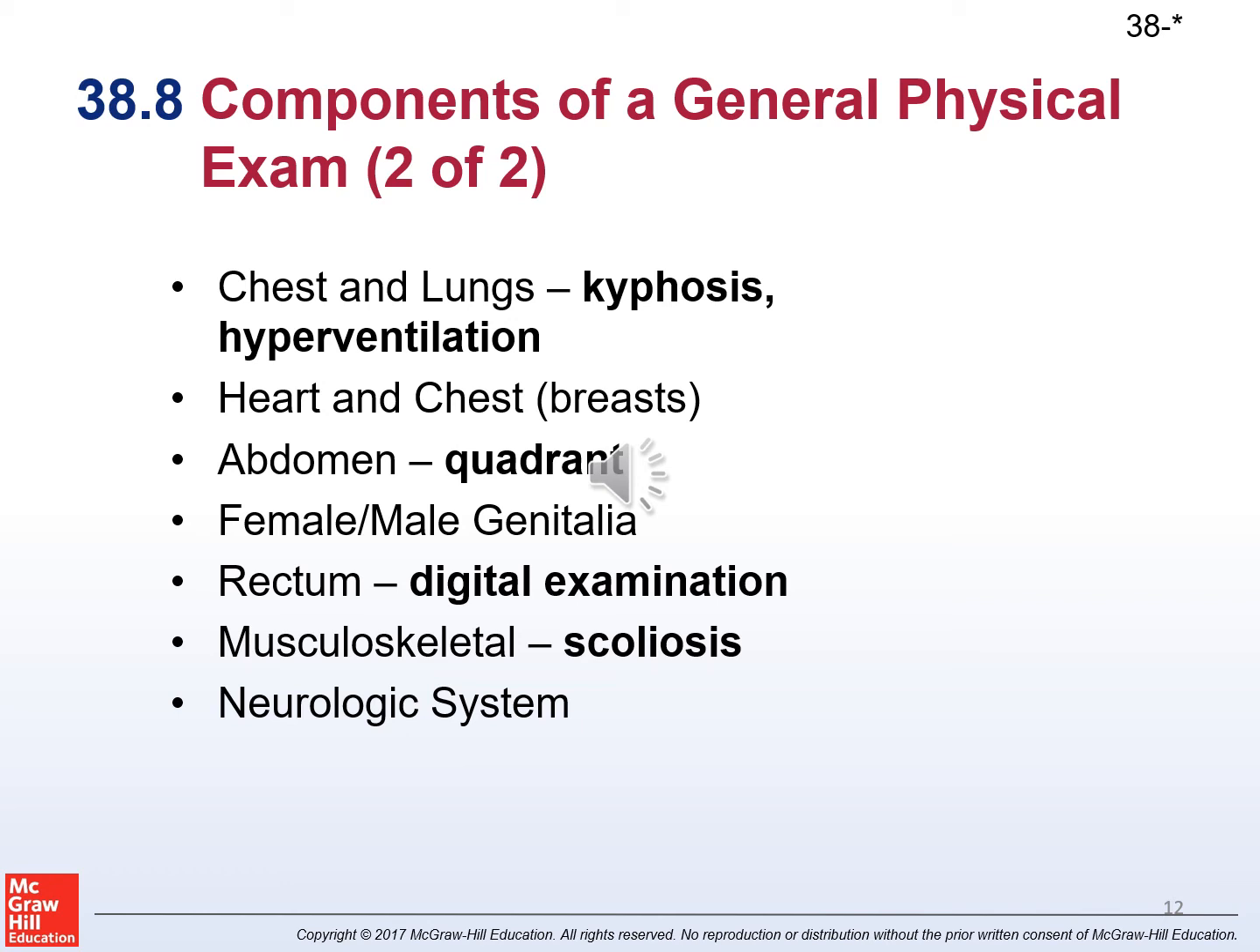Examination of the abdomen begins with inspection and auscultation, followed by percussion and palpation. The abdomen is typically divided into 4 equal sections or quadrants. Female patients may feel anxious or self-conscious in the lithotomy position used to examine the genitalia. The medical assistant helps to keep the patient relaxed for this portion of the exam.